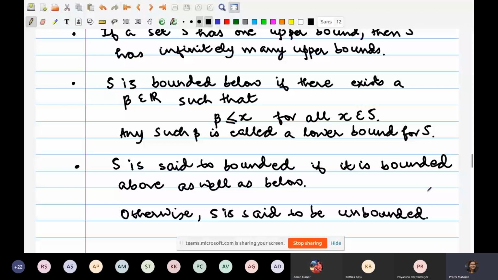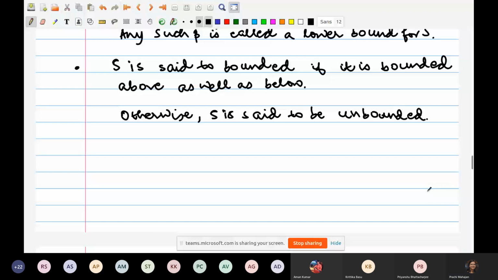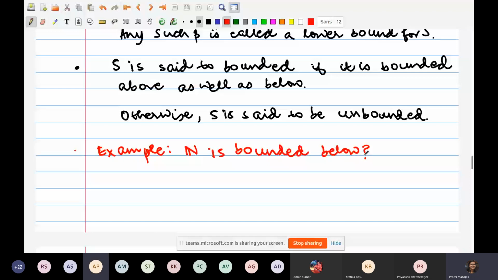Let's take an example. It has been a while since we talked about examples. Let's consider the set N of natural numbers. What can you say? Is the set N of natural numbers bounded below? Yes, ma'am.